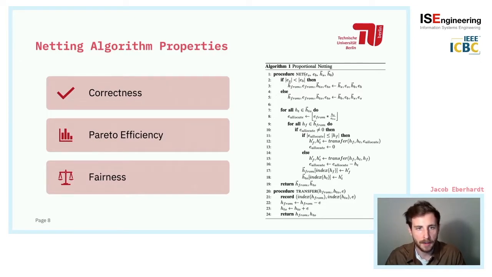And as a last but very important property, there's fairness. And that means that the allocation of produced energy is somewhat fairly distributed to the consumers in the network. One example of how this can be done is, let's say we distribute the produced energy in proportion to the consumption of the consumers in that network. And that is one notion of fairness. We argue about that in more detail in the paper.